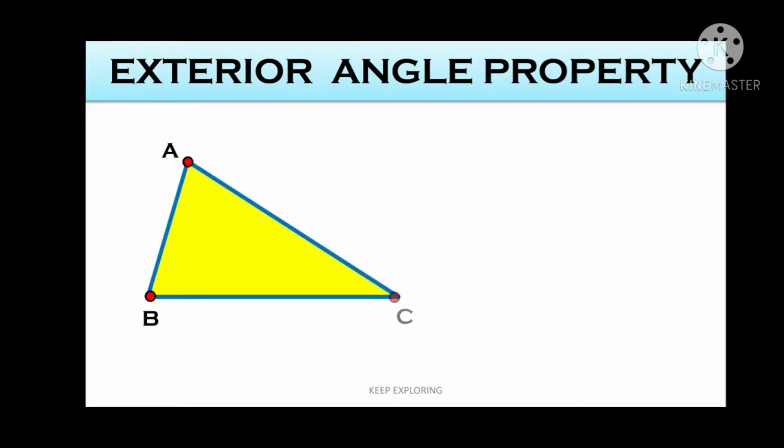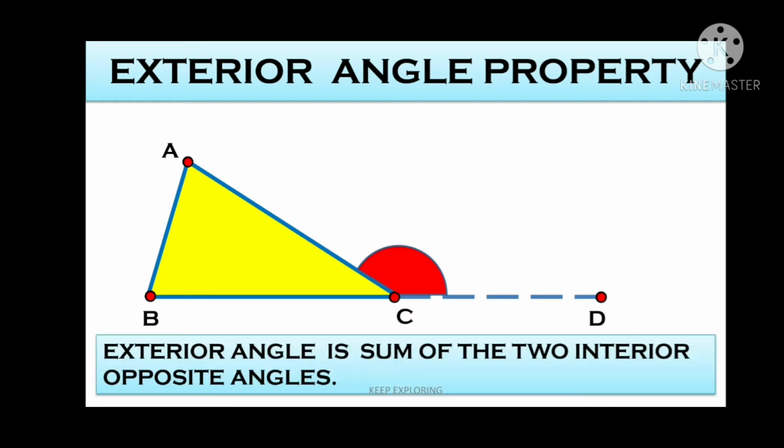Let's consider triangle ABC and extend one of its sides BC up to D. So here this is the exterior angle. So the property says the exterior angle is the sum of the two interior opposite angles. Now let's see what the interior opposite angles are. Here angle A and angle B. So these two are called the interior opposite angles.